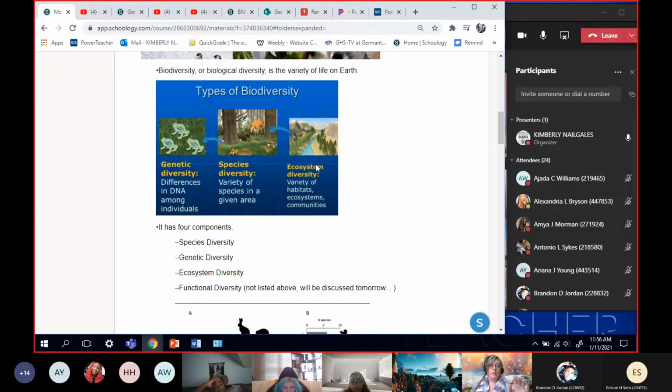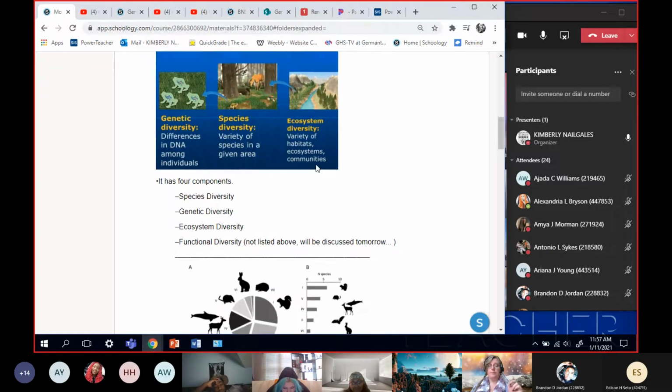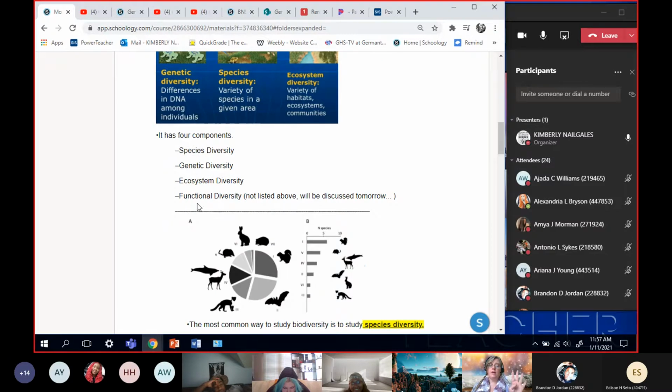Now, those are the 3 that are in the pictures, and those are the 3 we're going to talk about today. There's a 4th one here that's not in this picture. It's called functional diversity, and we'll talk about that more tomorrow. We'll get a snippet with a film clip we're watching on genetic diversity, and it'll slightly go into functional diversity for you, but not much. But functional diversity we'll cover tomorrow.